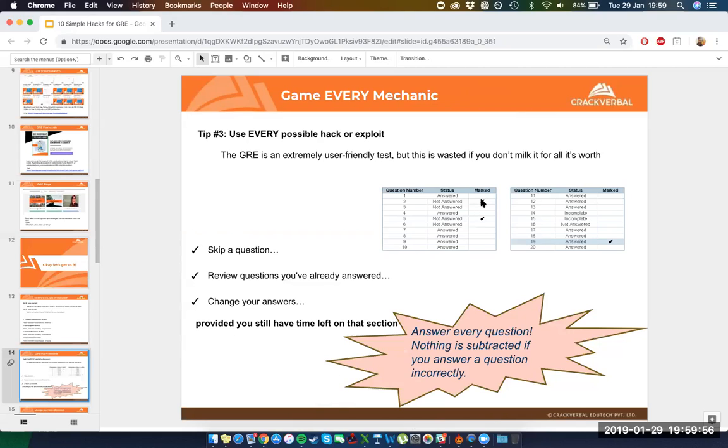And as you can see, you can mark a question if you have not answered it, and you can mark a question even if you have answered it. So you have a whole bunch of options. It allows you to skip a question and move ahead.